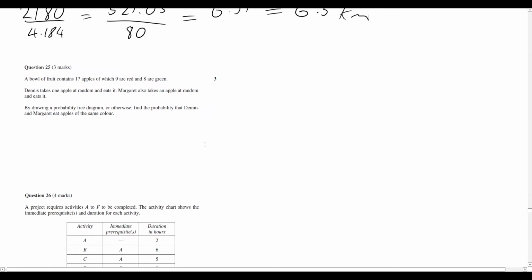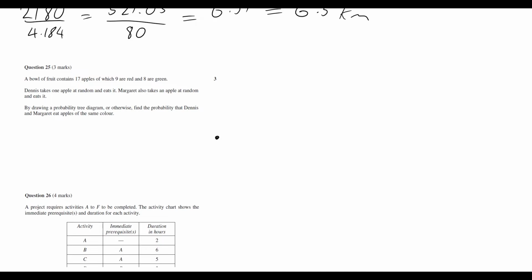Question 25. A bowl of fruit contains 17 apples, of which 9 are red and 8 are green. Dennis takes one apple at random and eats it. Margaret also takes an apple at random and eats it. By drawing a probability tree diagram, or otherwise, find the probability that Dennis and Margaret eat apples of the same color. Okay, so what we should do is use a probability tree.